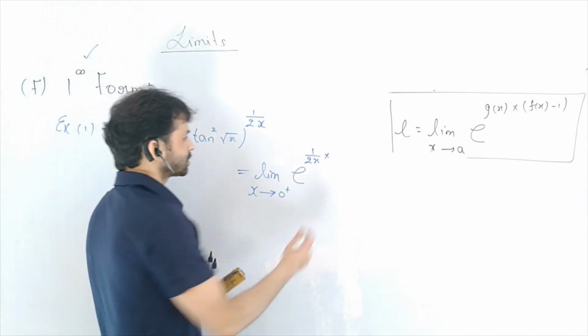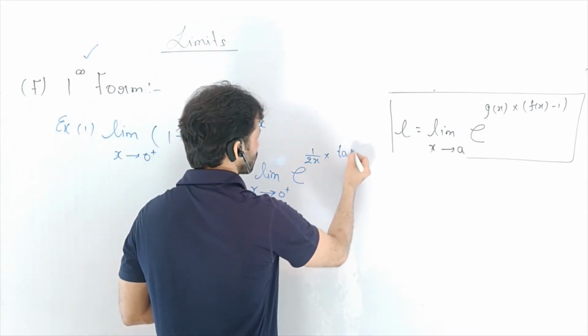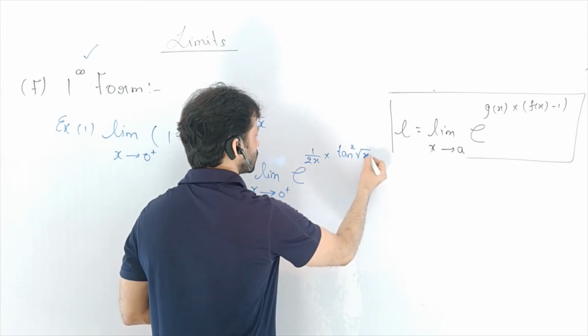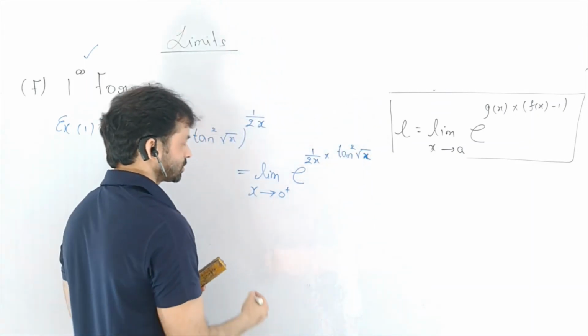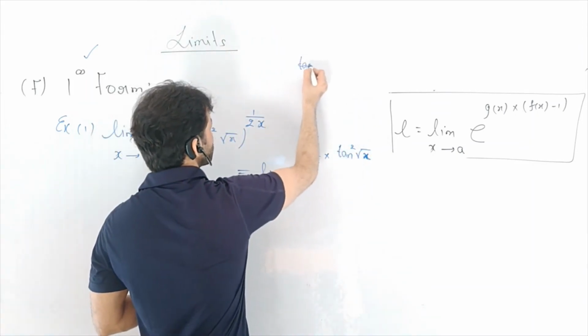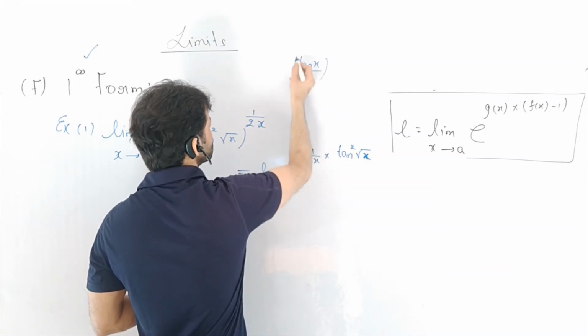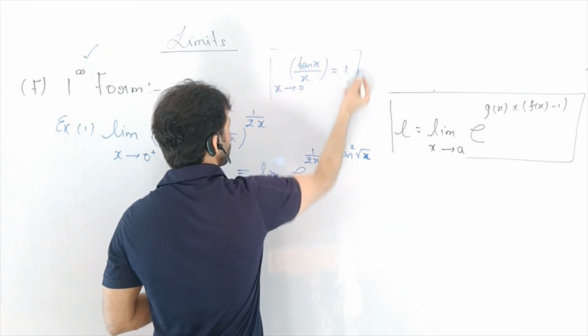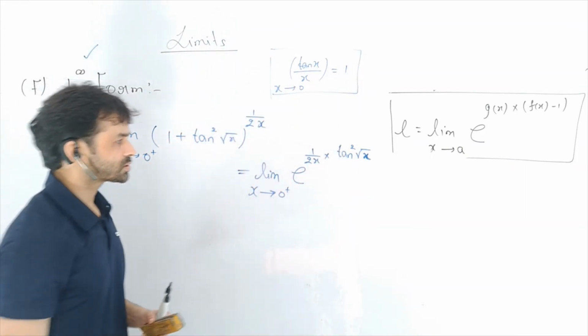So what do you get? tan √x. Now you know the result: tan x by x, as x tends to 0, the limit is 1. You know this thing, so we'll use this result.